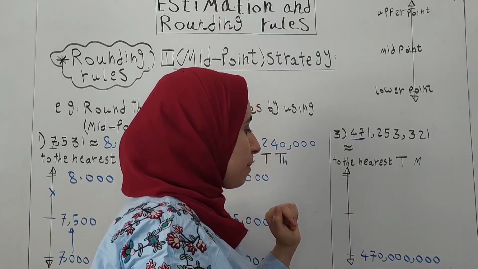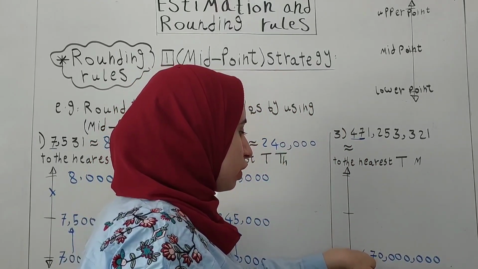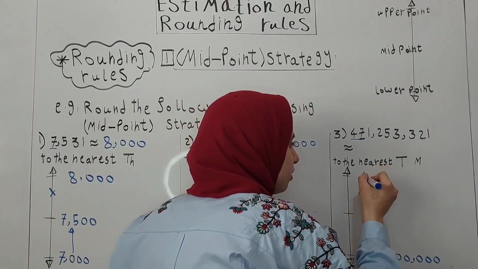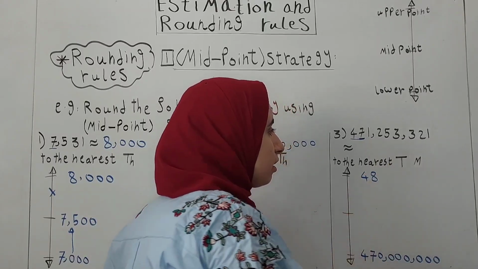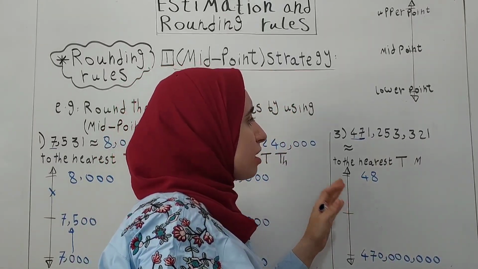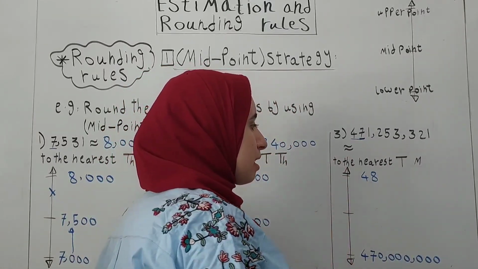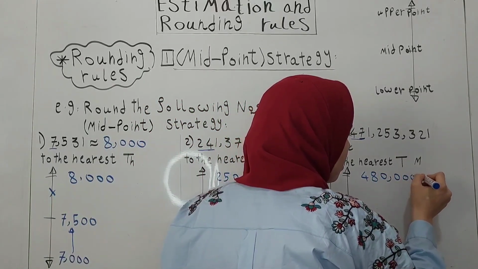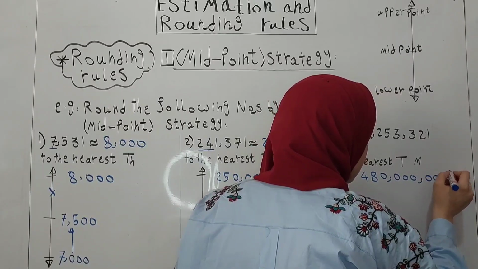To write the upper point, we add 1 to 47. It will be 48. And replace digits in the last place with 7 zeros. 1, 2, 3, 4, 5, 6, 7.